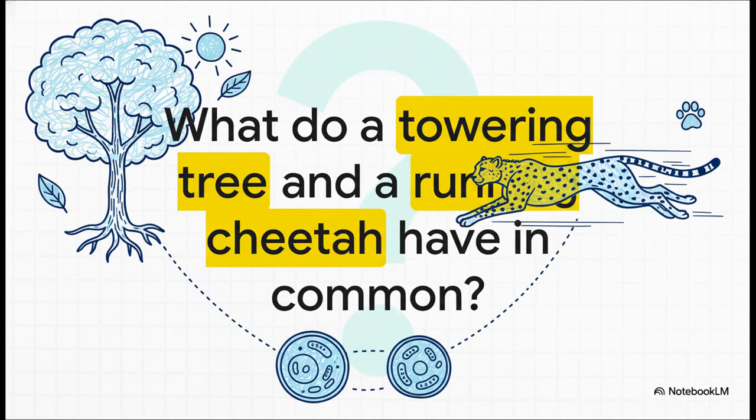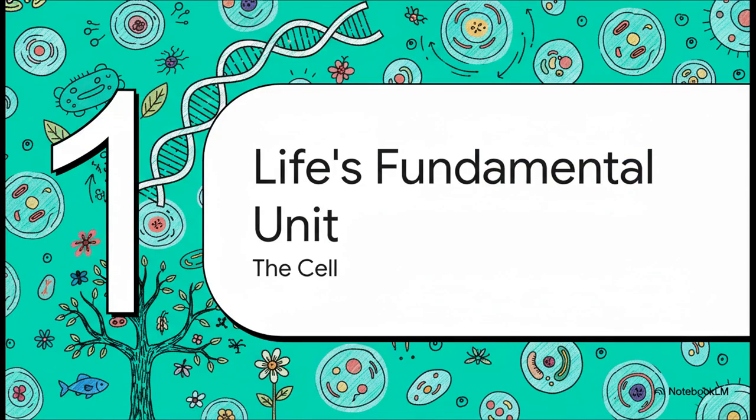I mean, think about it. They seem like they're from different planets, right? One is just stationary, making its own food from sunlight. The other is this incredibly fast predator. But if you zoom in, way, way in, you find out they're built from blueprints that are remarkably similar. So, what do they have in common?